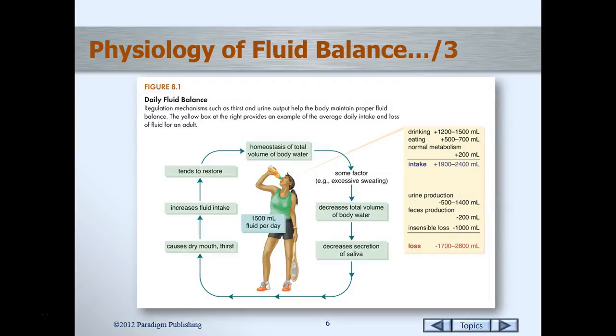So for fluid balance, generally we want to replace fluid daily. What we put in will be approximately equal to what we put out. So we should take in about 2 liters a day, basically, and we expect to put out about 2 liters a day.